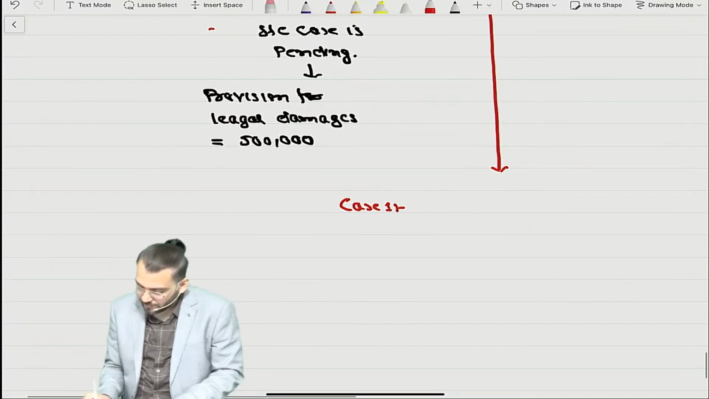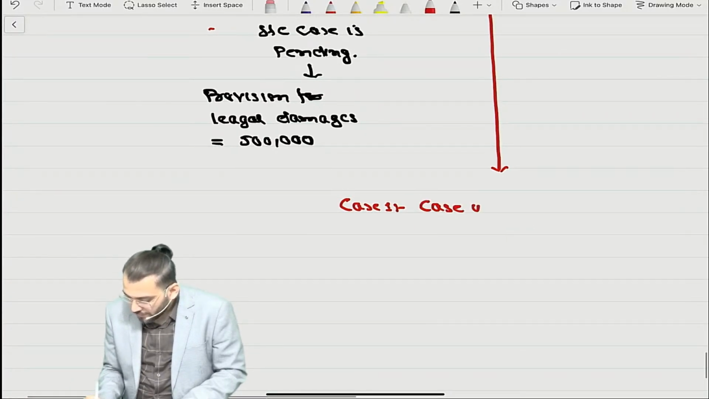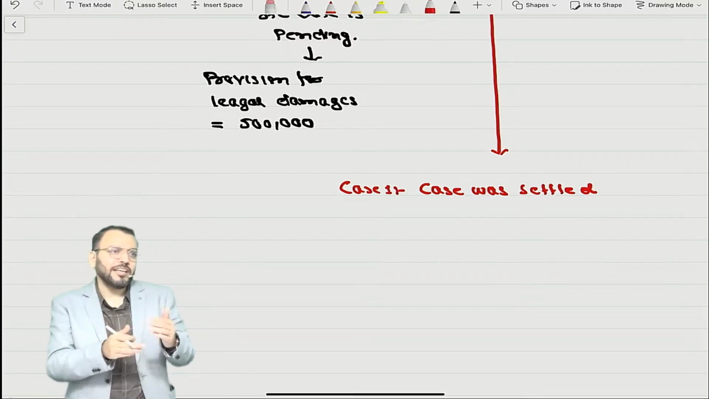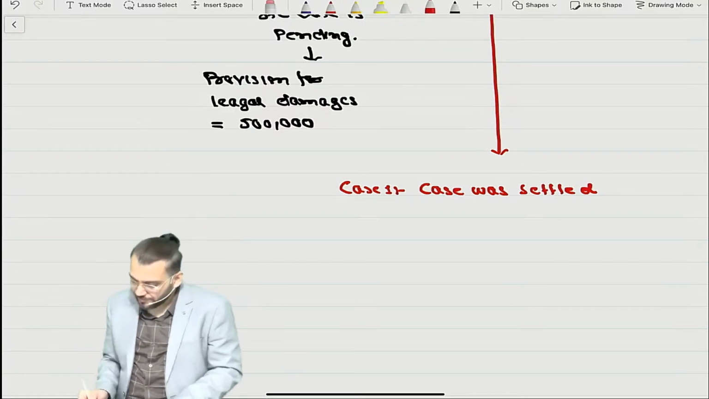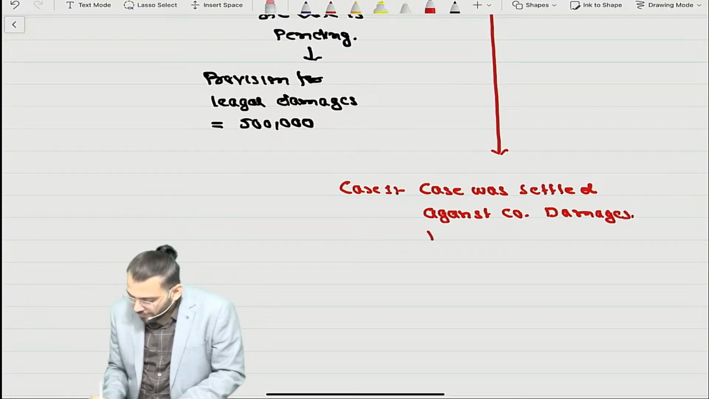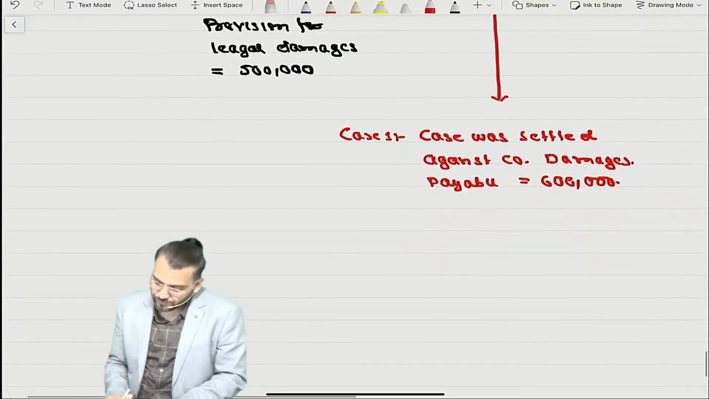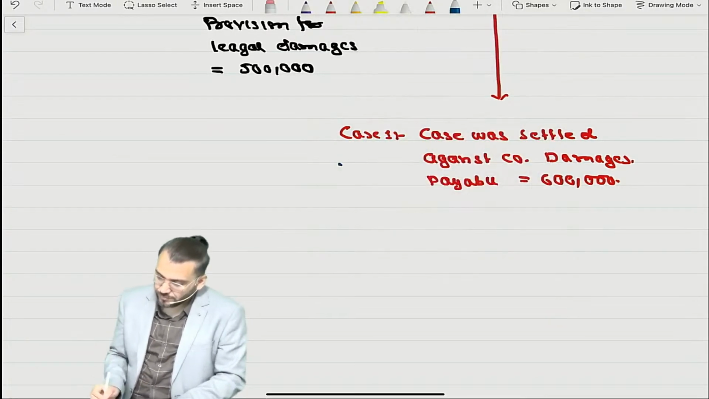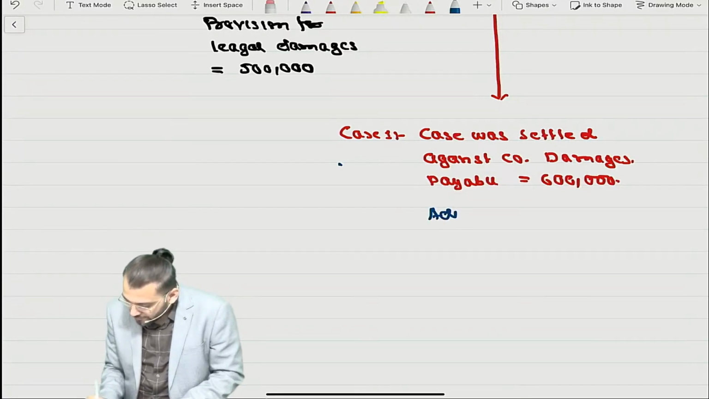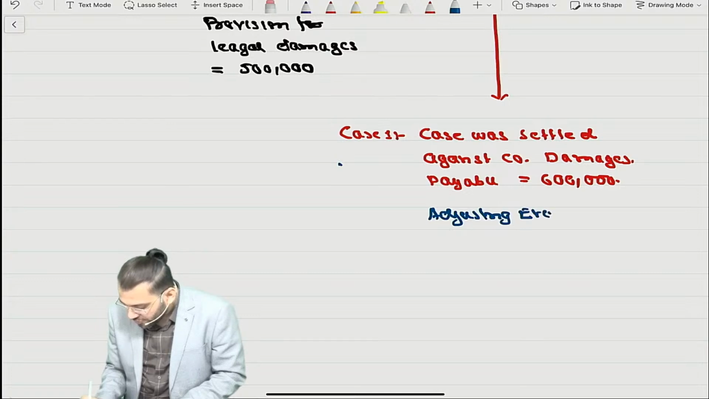Now, before approval of accounts, case 1: the case was settled. It means the case was decided either in favor of the company or against the company. Case was settled against the company and damages payable are 6 lakh. Tell me, adjusting or non-adjusting? Increase provision by 1 lakh. Very good. So it is an adjusting event.